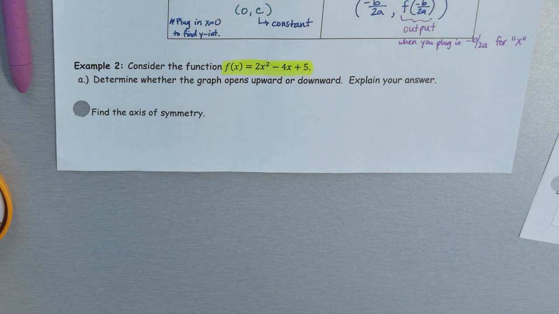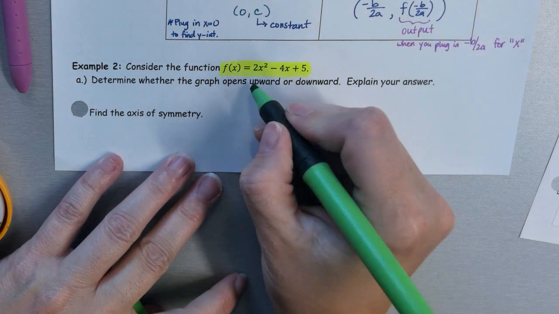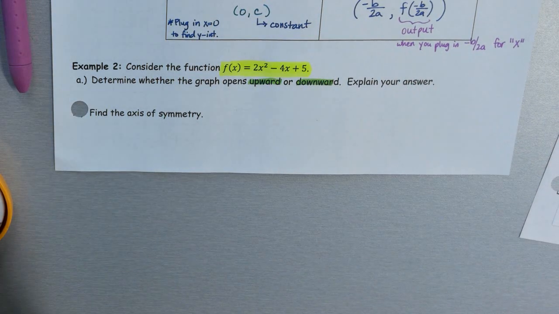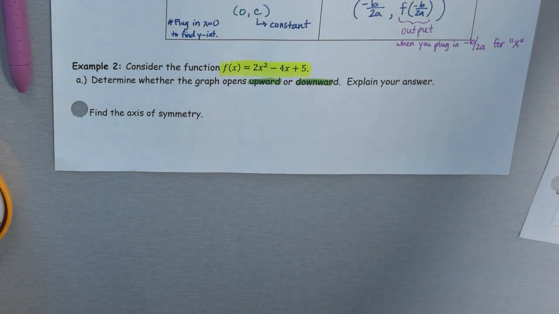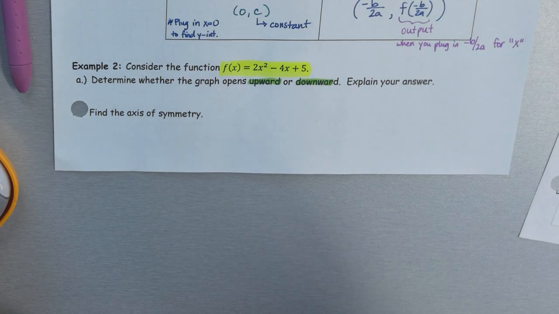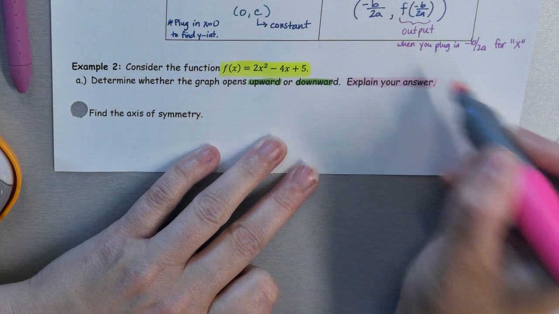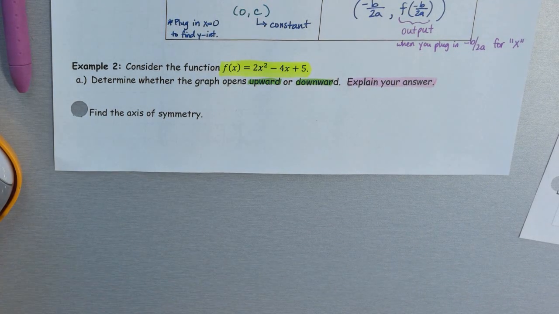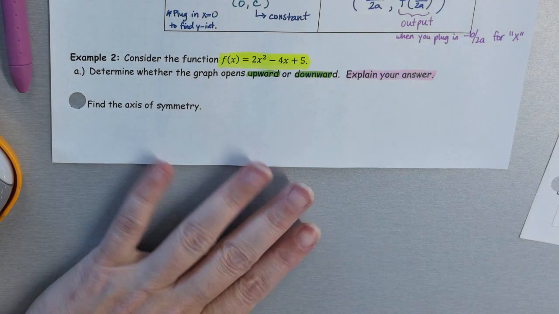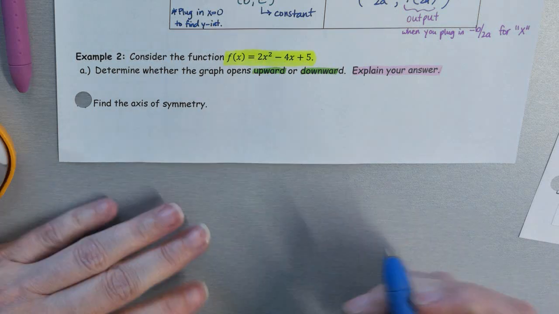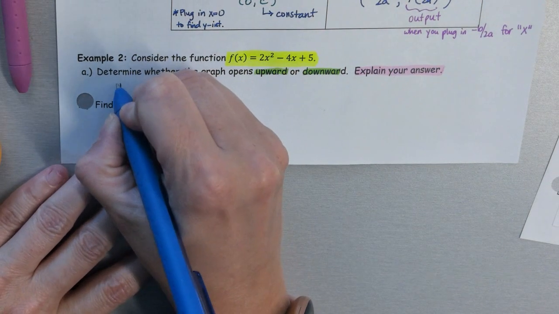Okay, and the first one says determine whether the graph opens upward or downward. Explain your answer. Okay, so we're going to have to say if it's upward or downward, and then explain your answer. And I'm going to help you with the explanations. So we want to make sure that we are being as specific as possible. So I'm going to help you craft those, okay? So we are going to write the explanation. We're going to start in question-answer form. So we're going to say which way the graph opens.